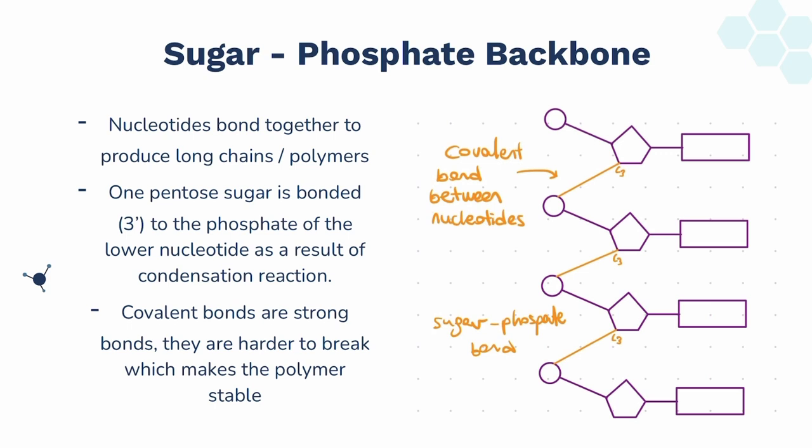Covalent bonds are formed between them, and these bonds are quite strong. They are harder to break, which makes the polymer stable. The sugar phosphate backbone, as you can understand, gives the molecule stability, so it is extremely important.